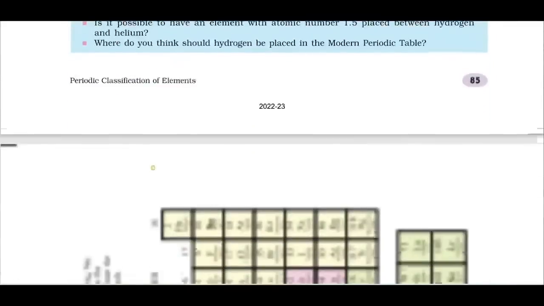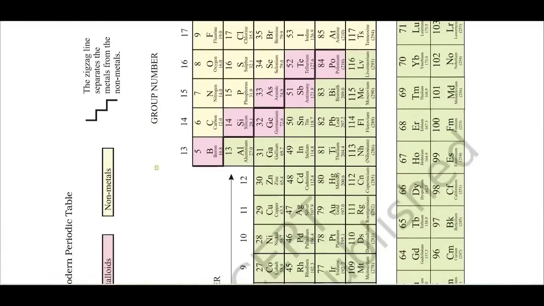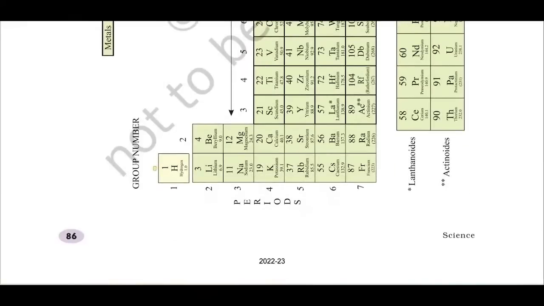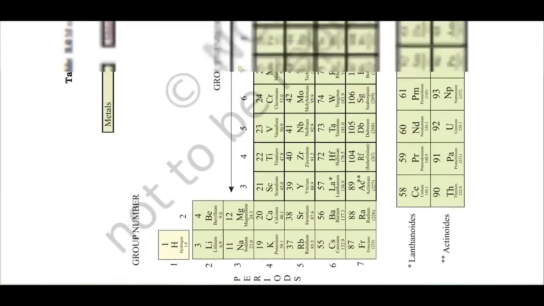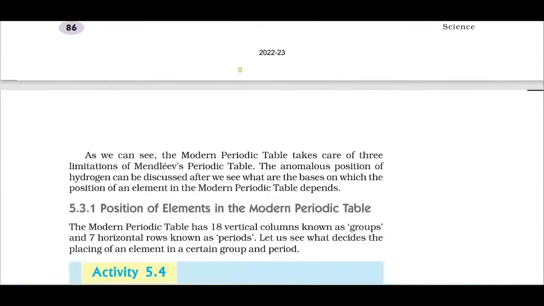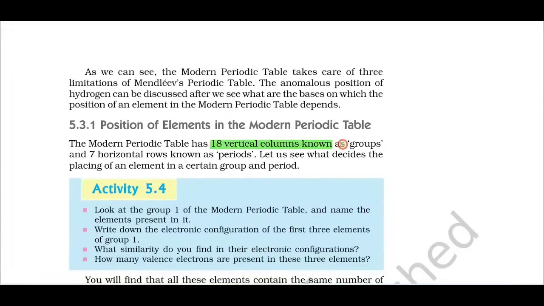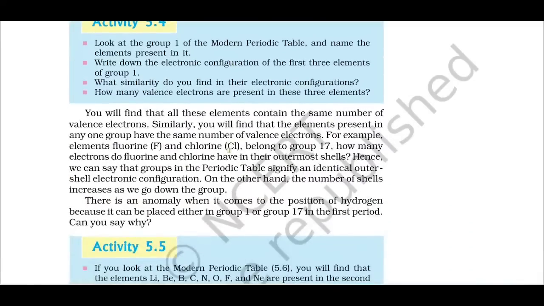In the modern periodic table, how many periods are there? There are 7 periods and 18 groups. The 18 vertical columns are called groups. The 7 horizontal rows are known as periods. In the modern periodic table, what is the number of groups? 18 groups. How many periods? 7 periods. 7 periods and 18 groups.